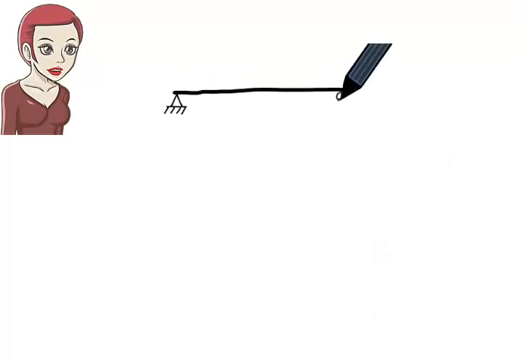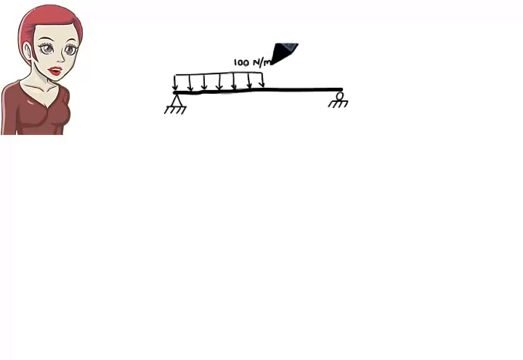Before we end this session, let's examine another case. Here, half of the beam is subjected to a distributed load. The other half is not subjected to any loads. We wish to write shear and moment equations for the beam. Step 1. Find the support reactions.